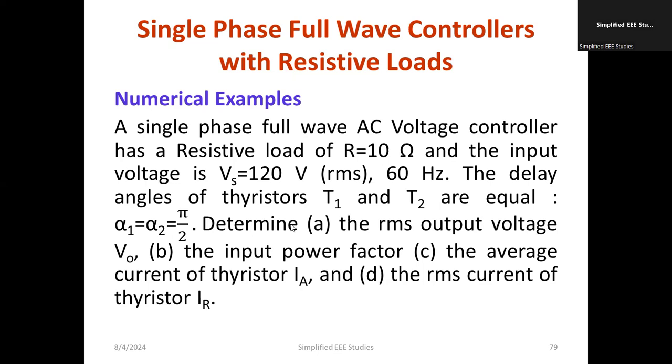Both are the same. Determine the RMS output voltage, then the input power factor, the average current of the thyristor IA, and the RMS current of the thyristor IR. These are all the parameters I need to calculate. You already know the theoretical calculation.